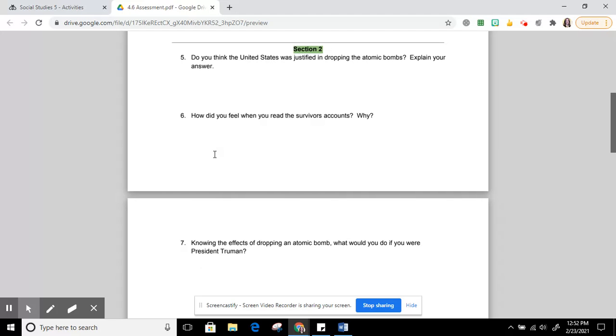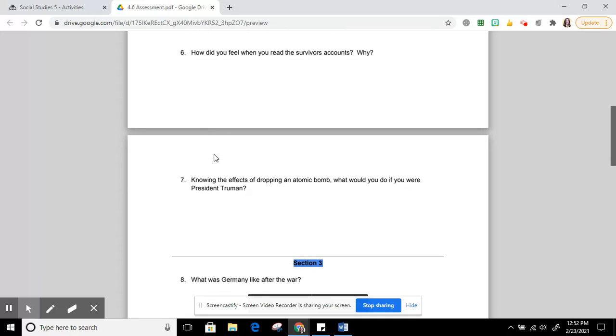Make sure you explain. Number 6, how did you feel when you read the survivors' accounts? And why did you feel that way? Number 7, knowing the effects of the dropping of the atomic bomb, what would you do if you were President Truman? So this is your opinion. What would you do if you were the president and you knew what those effects of the dropping of the atomic bombs would be? Would you still drop them?